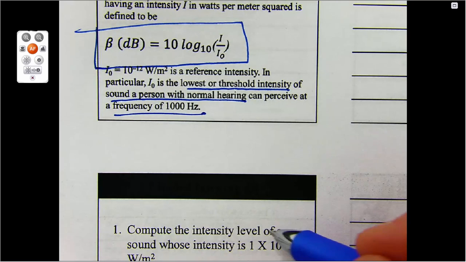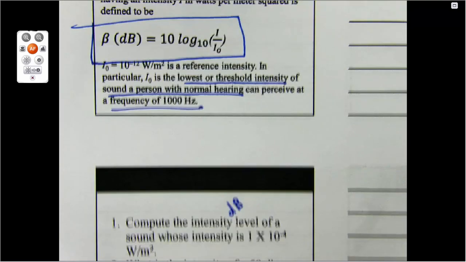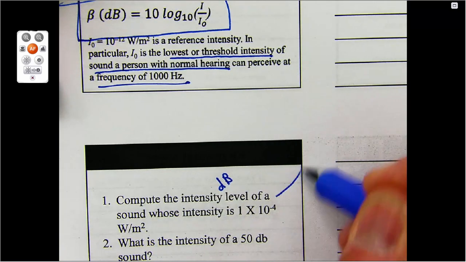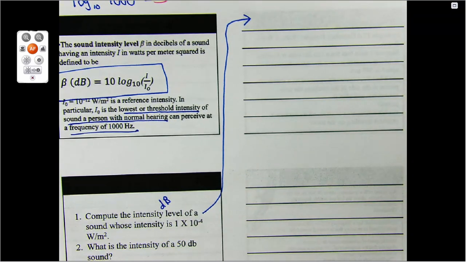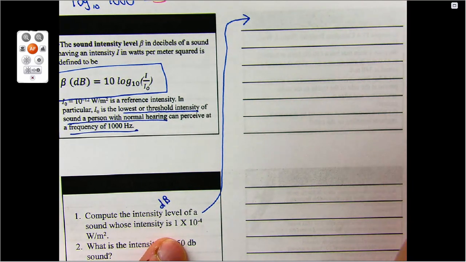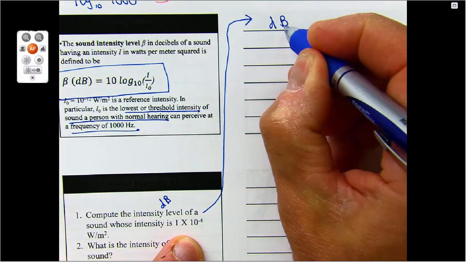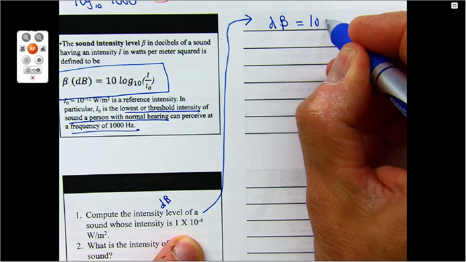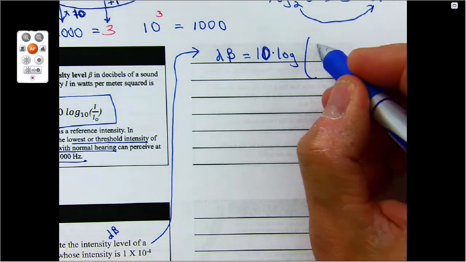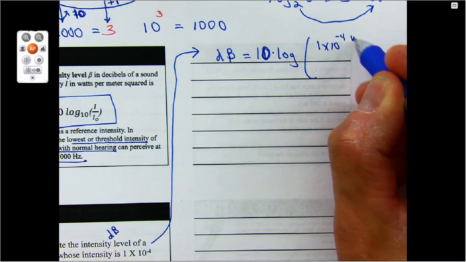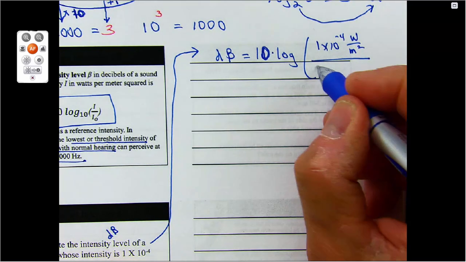Now, let's see. Intensity level. Let's do this in decibels. Let's take this one up here. We got room up here. Compute the intensity level of a sound whose intensity is 1 times 10 to the minus 4. Log of, this is going to be 1 times 10 to the minus 4 watts per meter squared over my reference intensity.